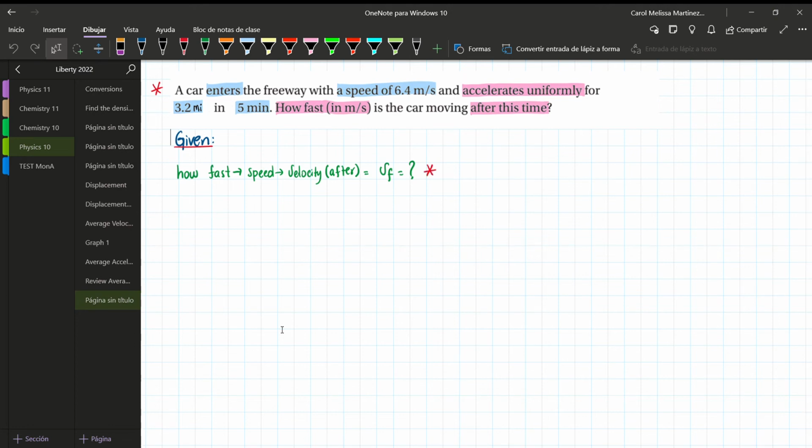Final velocity, which means that the part that says enters with a speed of 6.4, enters is a keyword that tells me an initial condition. How fast did the car enter? At 6.4. So that is going to be my initial velocity: 6.4 meters per second. Now, 3.2 miles. What is that?